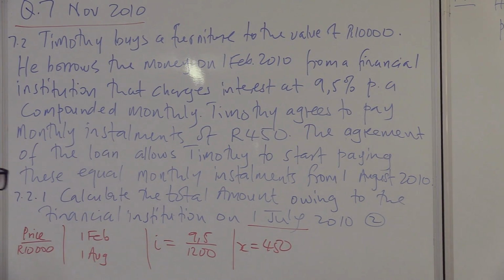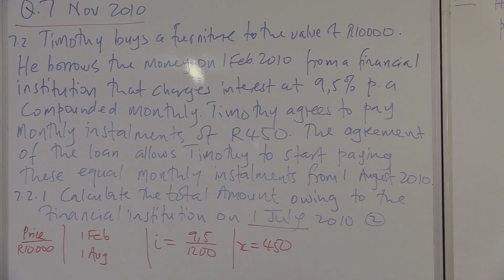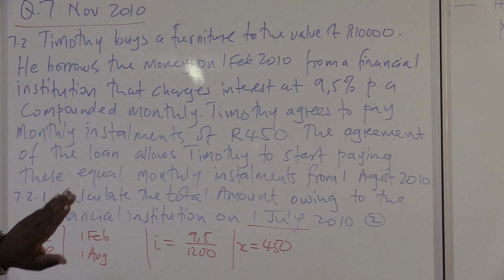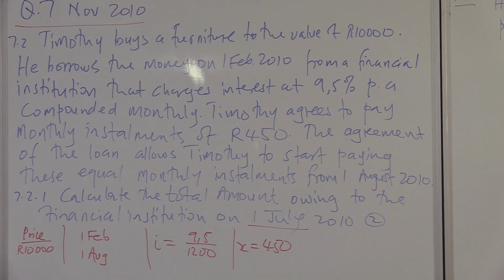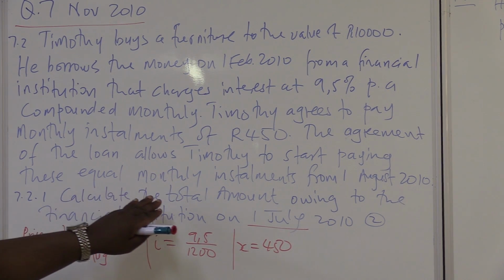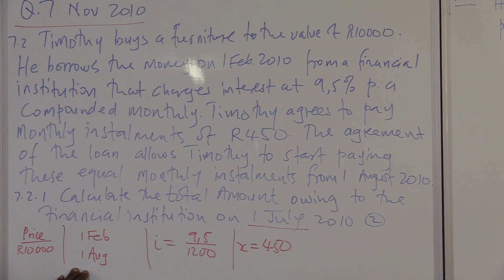So this becomes important. Right, let's go over it again. Timothy buys the furniture to the value of 10,000. This is captured. He borrows the money, that's PV, at this time, from a financial institution that charges interest at 9.5% per annum, compounded monthly over 1,200. He agrees to pay the monthly installments of 450. Those are the installments. The agreement of the loan allows Timothy to start paying these equal installments from 1 August. He starts to pay from 1 August 2010. Calculate the amount owing to the financial institution in 1 July.